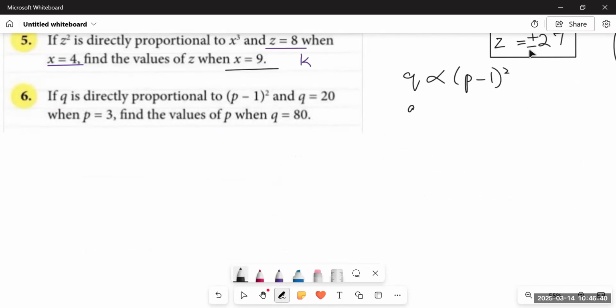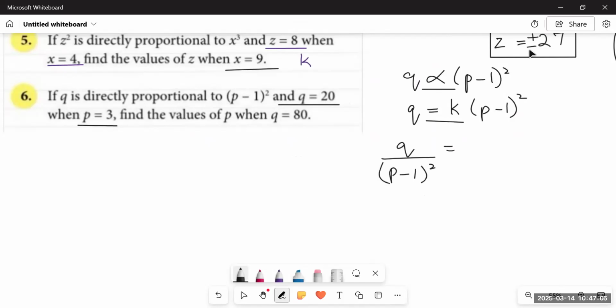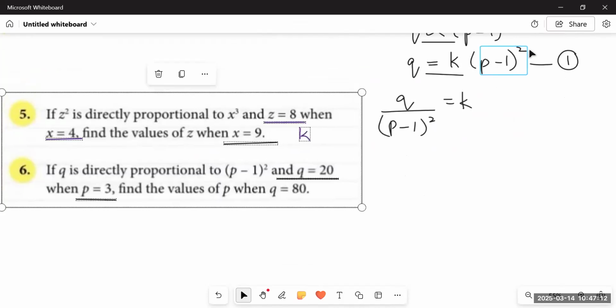So then the next would be q is equals to k p minus 1 square. You see, we replace direct proportion sign with is equals to k, and then we have to find the value of k using these two values that are adjacent to it, that is q is equals to 20, p is equals to 3. In this case, it would become q upon p minus 1 to the whole square is equals to k. Okay, so this is the equation that we are going to substitute the value of k in, and then first we have to find the value of k.